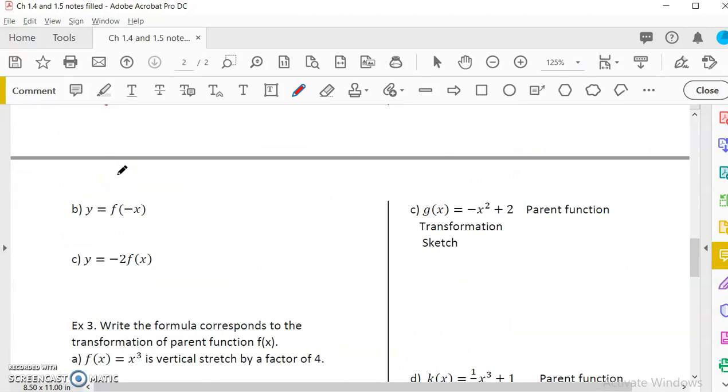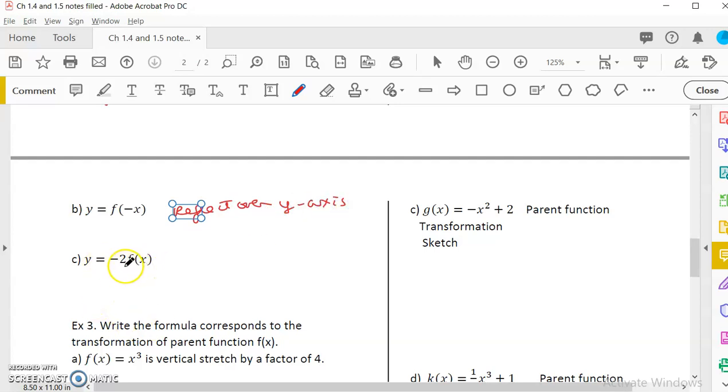And what about if I have a function that is graphed as y equals f of negative x? So remember, anything negative inside is horizontal, so we reflect sideways. We reflect over the y-axis.